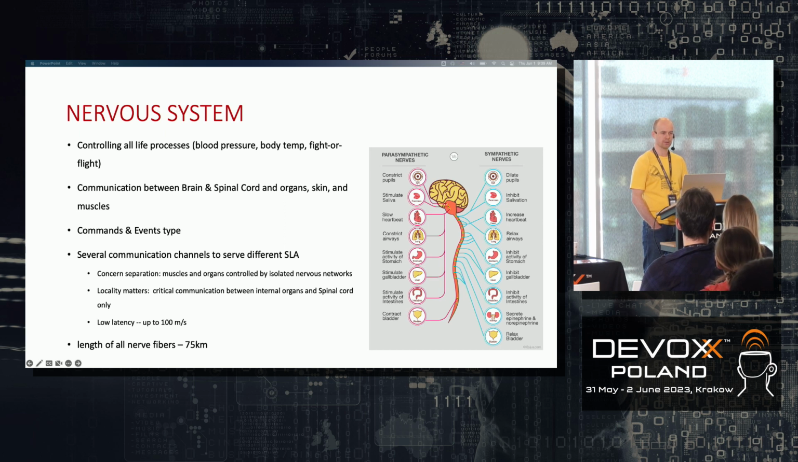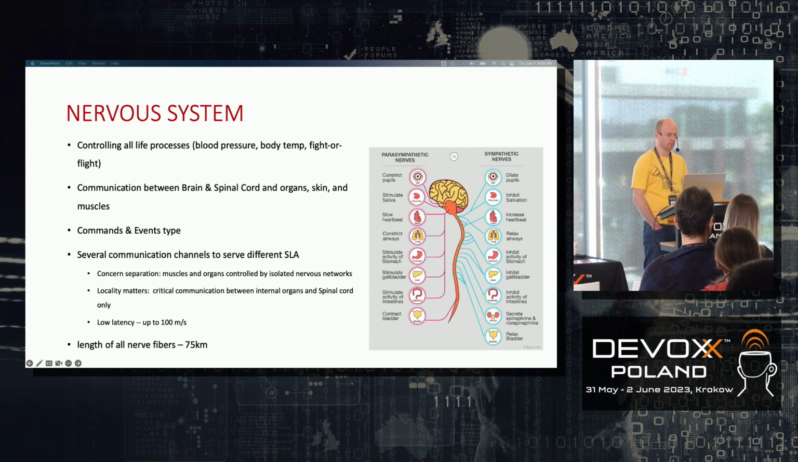The body separates concerns. There are isolated systems, nervous systems inside our body. For instance, the system controlling muscles doesn't have any connection with the system that controls organs. Again, with the idea that if something goes bad with one system, another at least can survive. That's, again, a decision made by nature.